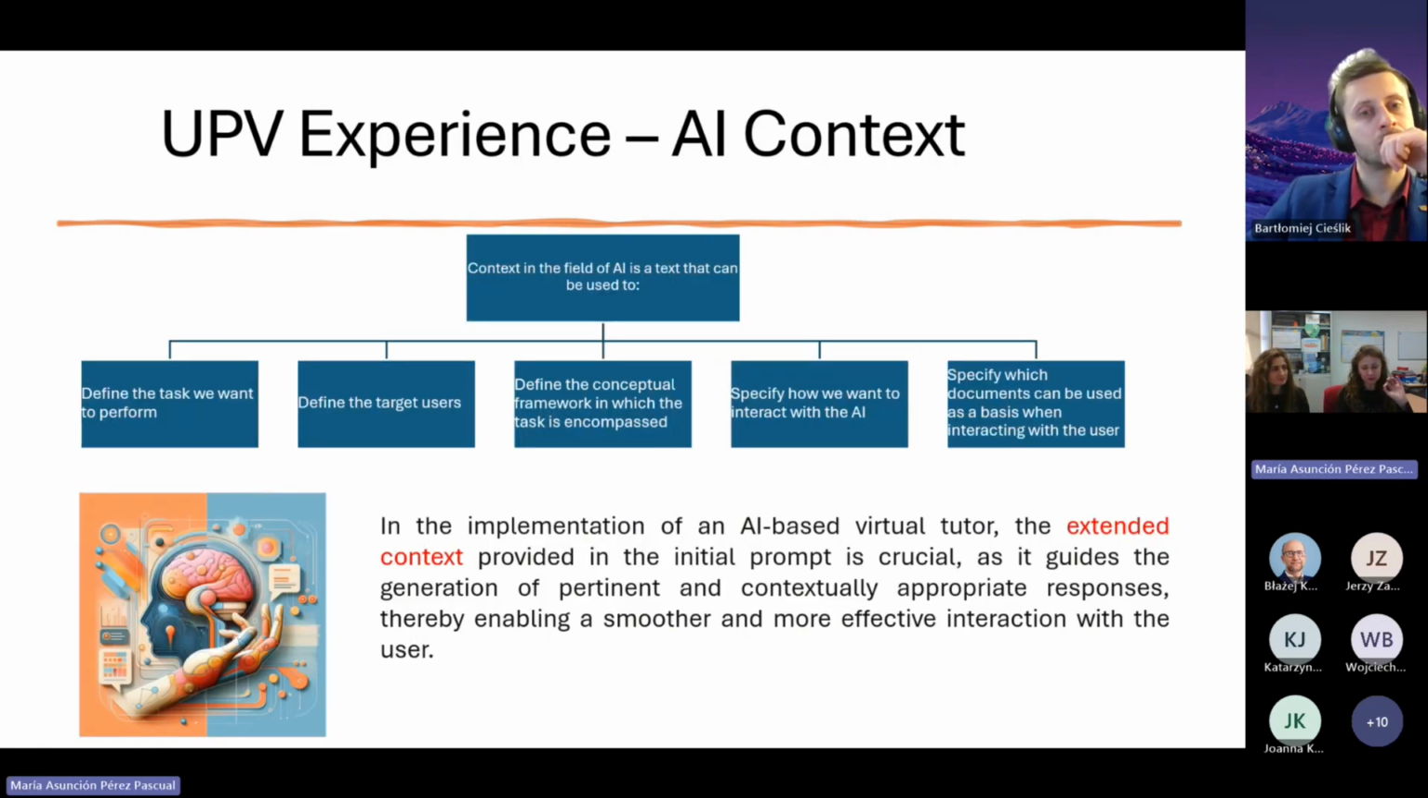The key of the tutor is the context. The context that we are developing guides the behavior of the artificial intelligence. This context contains some points. For instance, it defines the task we want to perform: identify alternative conceptions, or tutor the student. It defines the target users, which in our case are students from the first year of engineering. It defines the conceptual framework, in our case Ohm's law. It specifies how we want to interact with the artificial intelligence, and specifies which documents can be used as a basis when interacting with the user.